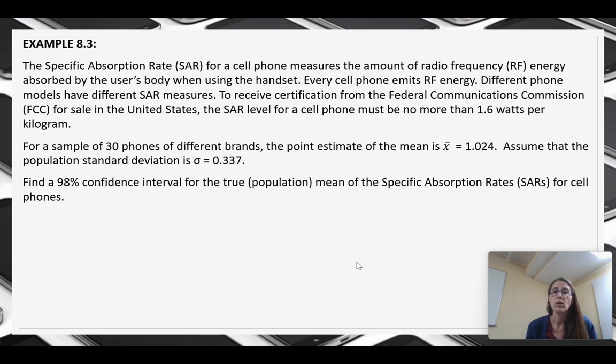For a sample of 30 phones of different brands, the point estimate of the mean is X bar equals 1.024. Assume that the population standard deviation is sigma equals 0.337. We're going to find a 98% confidence interval for the true population mean of the SARs for cell phones. All right, so when we're doing these solutions, I have everything in the Excel sheet laid out the way I like to do these problems. X bar, that comes from the problem. They told us that.